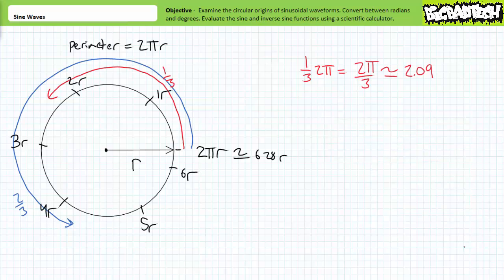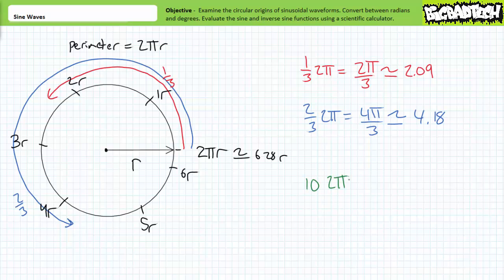If you perform the calculations correctly, you'll note 1/3 of the way around the circle results in a distance of 2 pi over 3 radians, or approximately 2.09 radians. And 2/3 of the way around the circle results in a distance of 4 pi over 3 radians, or approximately 4.18 radians. Consider yet another scenario in which the point travels 10 times around the circle in the counterclockwise direction. This would result in a distance of 20 pi radians, or approximately 62.8 radians.